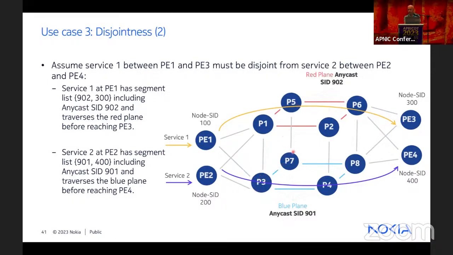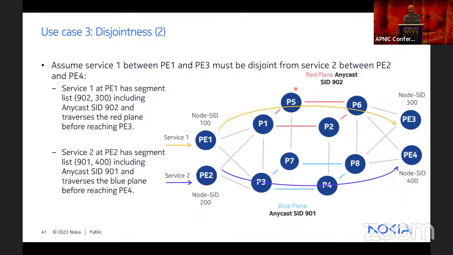You will have to cross this. At some point, you have to cross this. So you could go this way and then cross it, or you could go this way and this way and cross it. The shortest path here will be P3 to P7, and then P7 to P5.